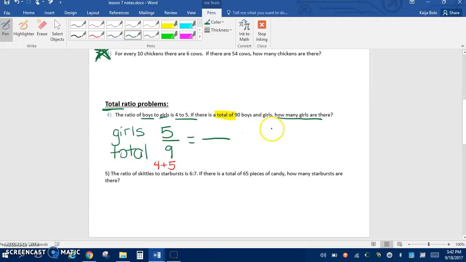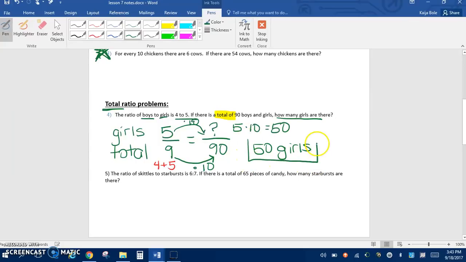Now they're asking us how many girls are there, so this is where we're going to put our question mark in the girl spot. And they told us there's a total of 90 boys and girls. Now we're just comparing one thing to the total, so we're going to do the same thing. Ask 9 times what gives us 90? We know 9 times 10 gives us 90. So up here we're going to do the same thing, times 10. And we know that 5 times 10 equals 50. So there are 50 girls, and that's our final answer.